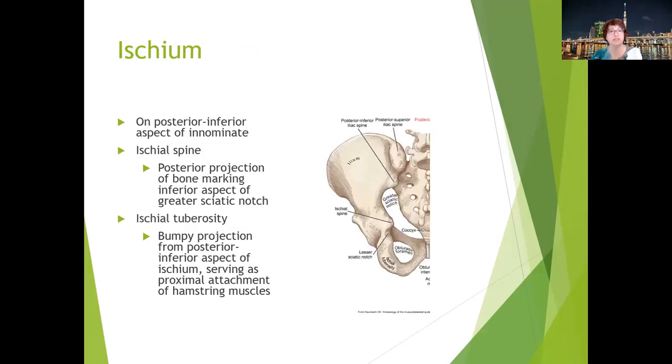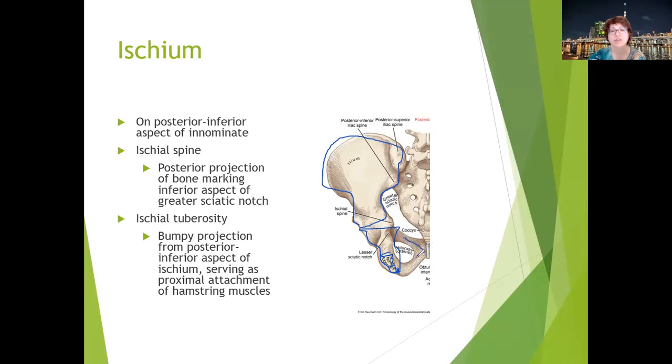So the ischium is the posterior inferior aspect of the innominate. So if you look at, I'm going to draw on my picture a little bit. So this superior part is the ilium. The posterior inferior part is the ischium. And this part here is considered the ischial ramus. Ramus means an arm.